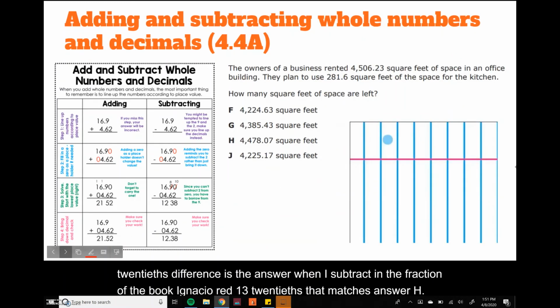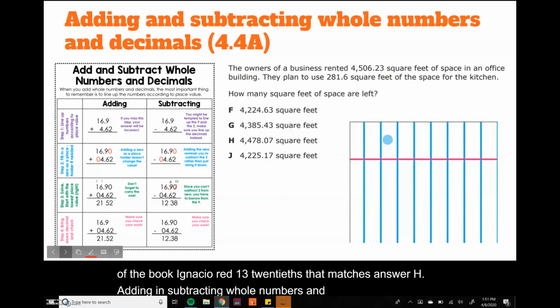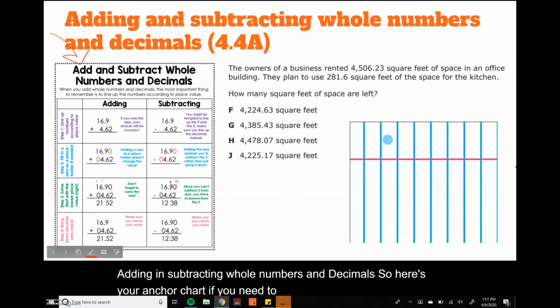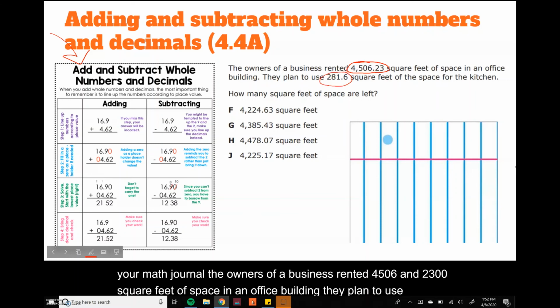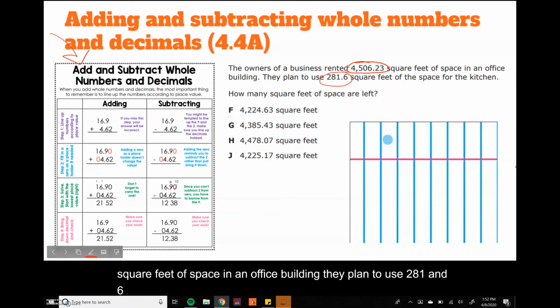Adding and subtracting whole numbers and decimals. So here's your anchor chart if you need to use it as though you had it in your math journal. The owners of a business rented 4,506 and 2,300 square feet of space in an office building. They plan to use 281 and 6/10 square feet of space for the kitchen. How many square feet of space are left?